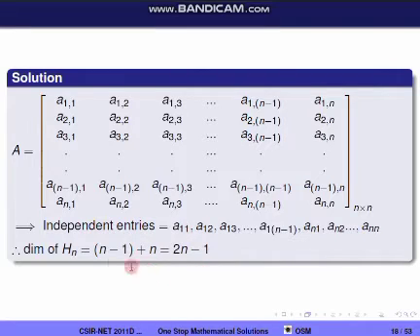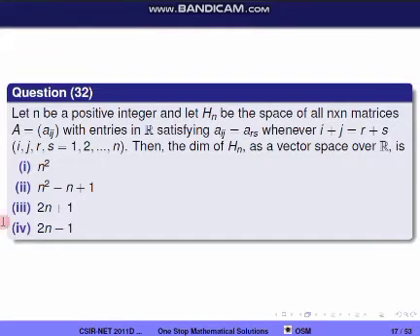So therefore the dimension of Hn is equal to the number of independent entries, that is equal to n minus 1 plus n. So when we simplify this, we get 2n minus 1. So the correct option is the fourth one.